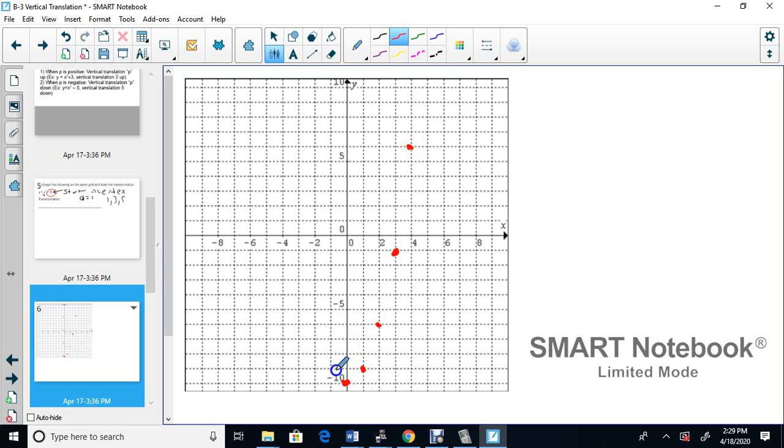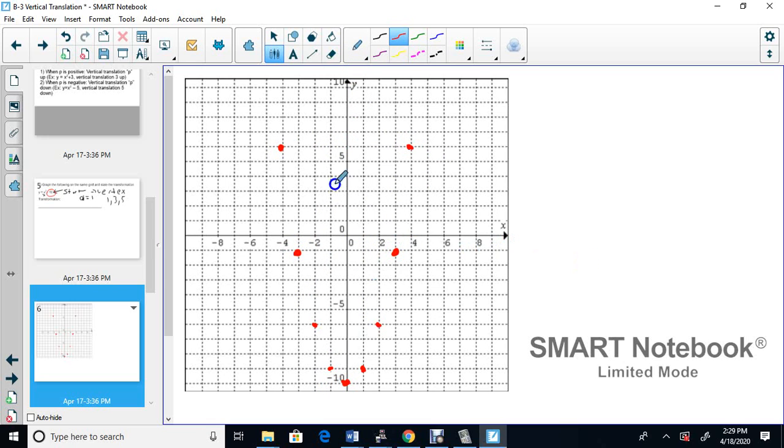You do the exact same thing on the other side. You put a dot here, and here. You can just match them. These are called symmetric points. So this point and that point are symmetric. The axis of symmetry is down the middle.